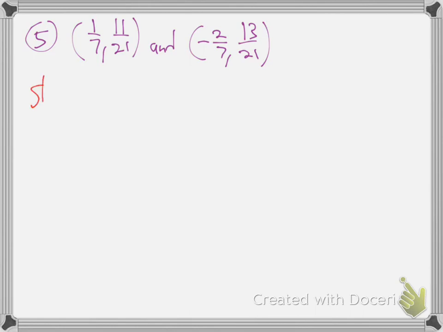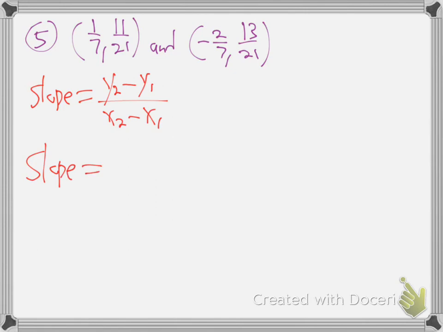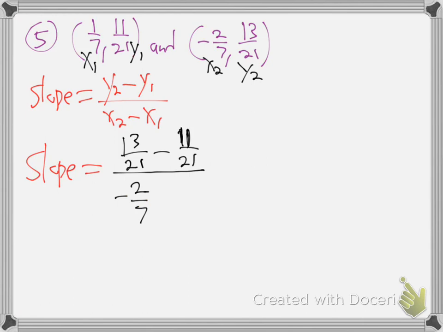So the slope will equal y2 minus y1 over x2 minus x1. Just remember how that works. This is x1, y1, x2, y2. So 13/21 minus 11/21, over minus 2/7 minus 1/7. So put in all 4 numbers.